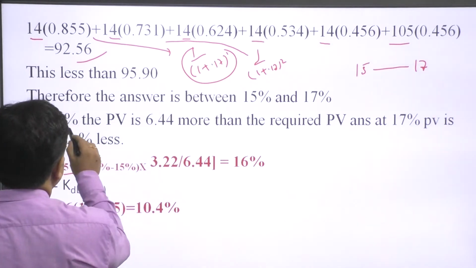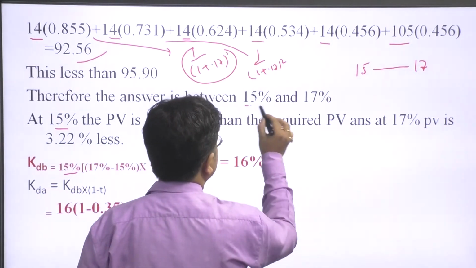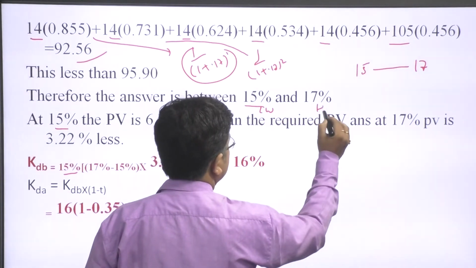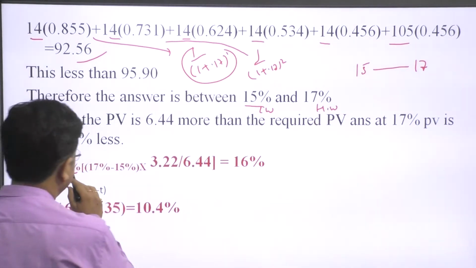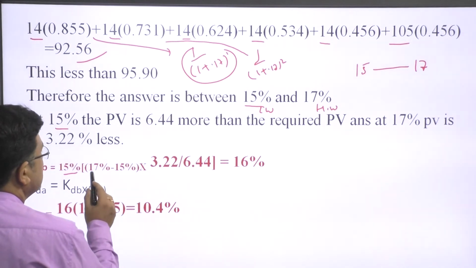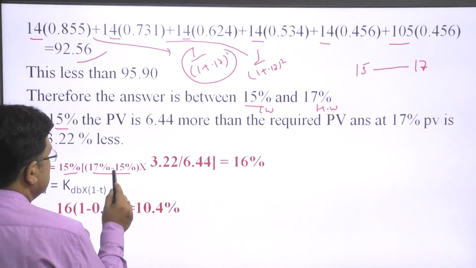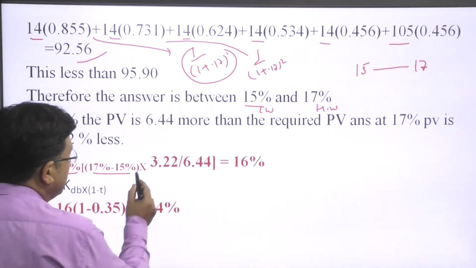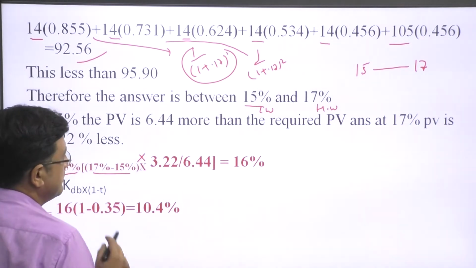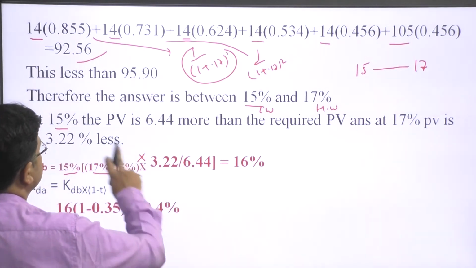So, this is the lower value and this is the higher value. You put the lower value here and then create a difference: 17% minus 15% is 2%, multiplied by the percentage change.